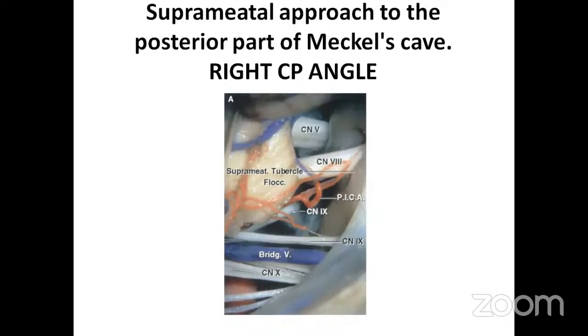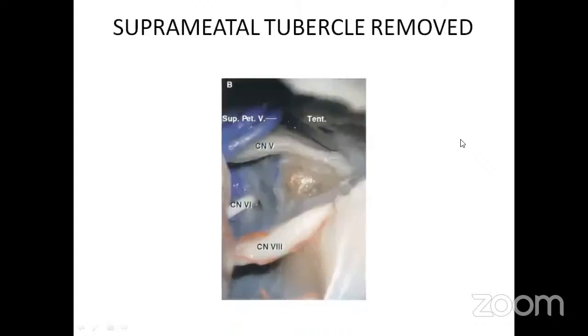In this diagram, we can see the posterior part of the Meckel's cave has been removed, and this is the right cerebellopontine angle. Here, this is the internal acoustic meatus through which the cranial nerve 8 is exiting. In this diagram, the suprameatal tubercle again has been removed so that the exposure of sensory root of 5th cranial nerve has improved.